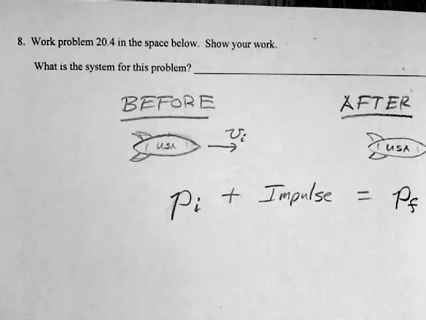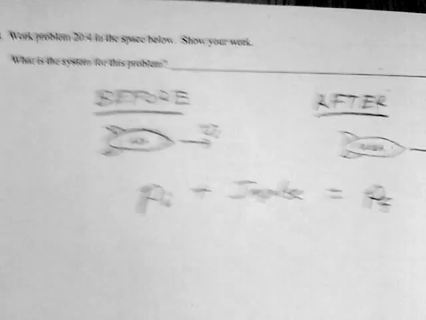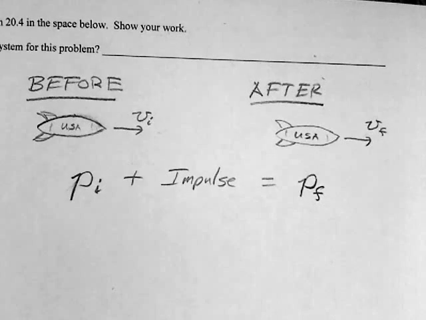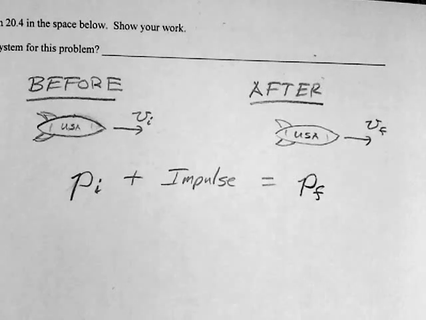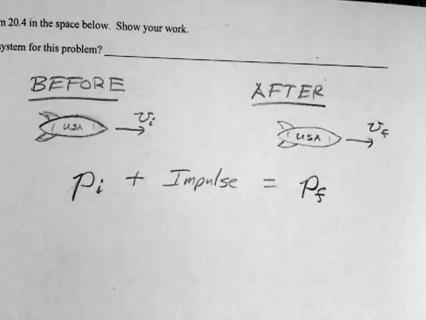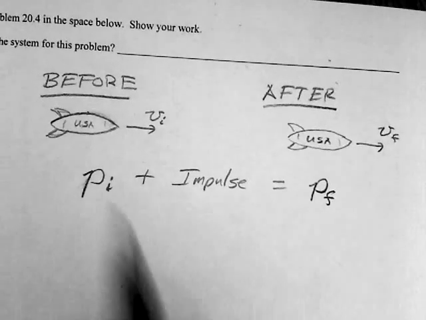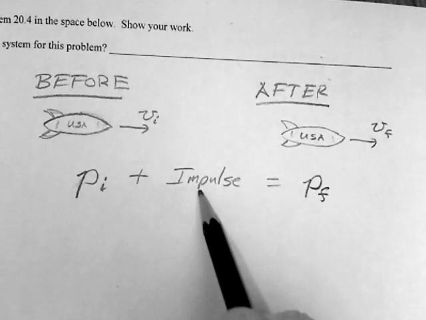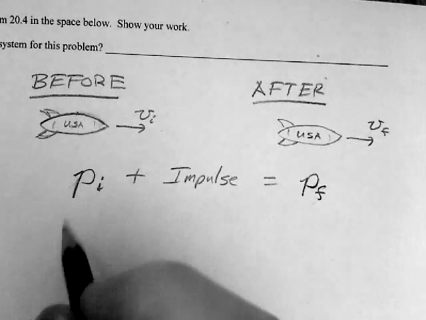Problem 8, which is 20.4 in the linear momentum chapter, involves a rocket that has an impulse being applied to it. So this is not a conservation of momentum problem really, because you have to use the momentum impulse expression. The initial momentum plus the impulse is equal to the final momentum.